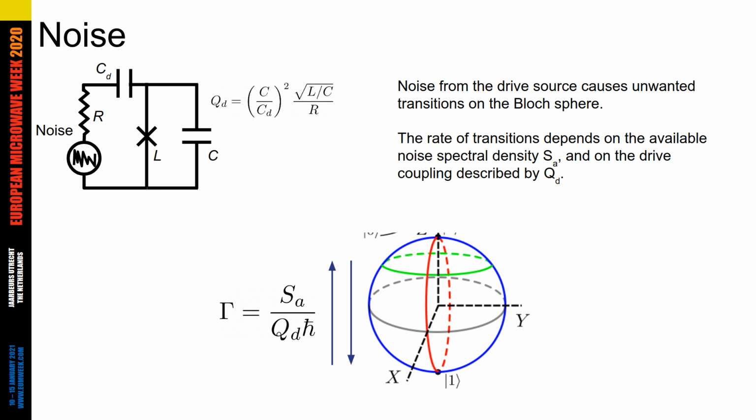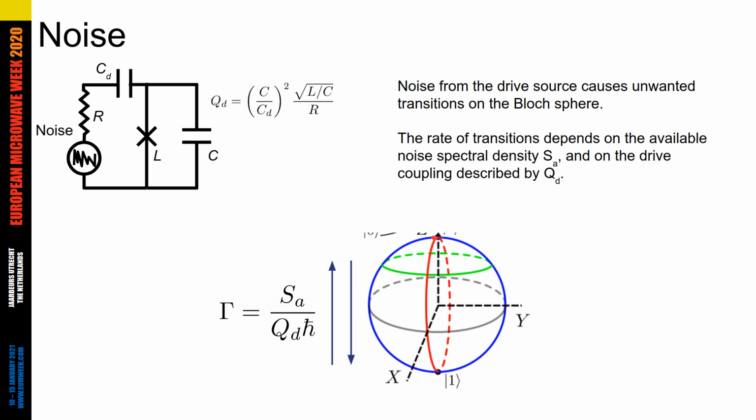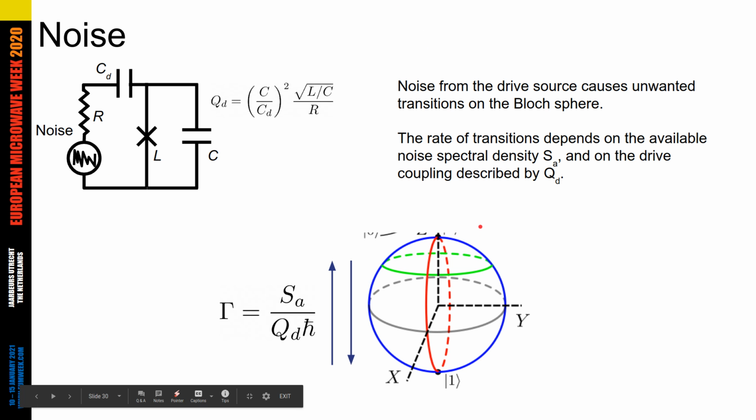Now, what about noise? Any drive voltage source also has noise, which we indicate right here. And the effect of the drive noise is going to be to make the qubit move randomly over the surface of the Bloch sphere. And we can describe that random motion with a rate, gamma, where gamma is the characteristic rate and time of transitions from the 0 state to the 1 state and back caused by the noise.